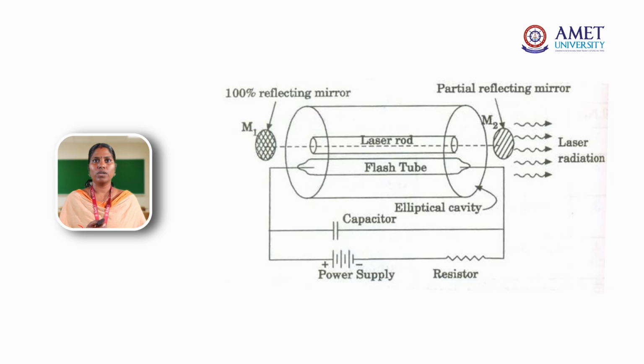Let us see the construction of the CO2 laser. You can see the elliptical cavity here, connected with the power supply, and both ends are connected with reflecting mirrors. One end is fully reflecting and the other is partially reflecting, because only through the partially reflecting mirror can we expect the laser, right?